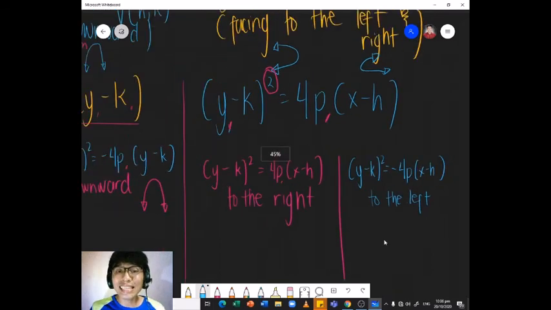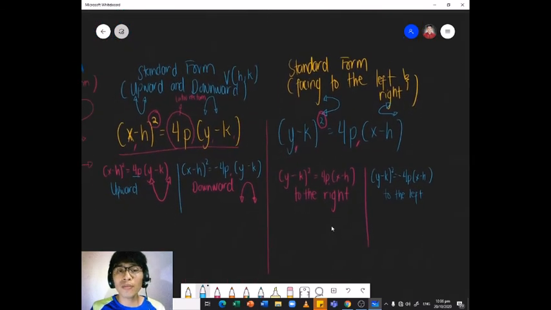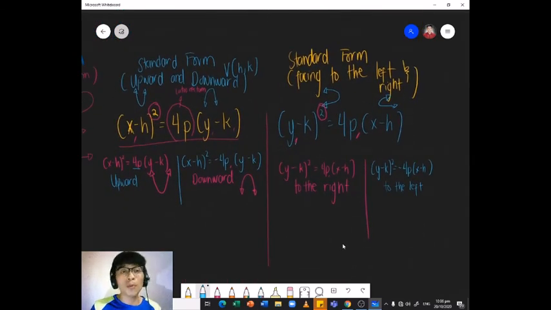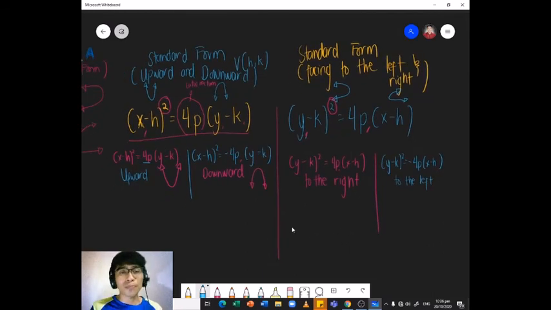That's how easy, ladies and gentlemen, it is to identify the opening of our parabola by observing the standard form. We can easily identify the opening of our parabola, either upward, downward, or to the right and to the left. As you can observe, we have four standard forms that we have to remember. I do hope that this video helps you in identifying the opening of the parabola.